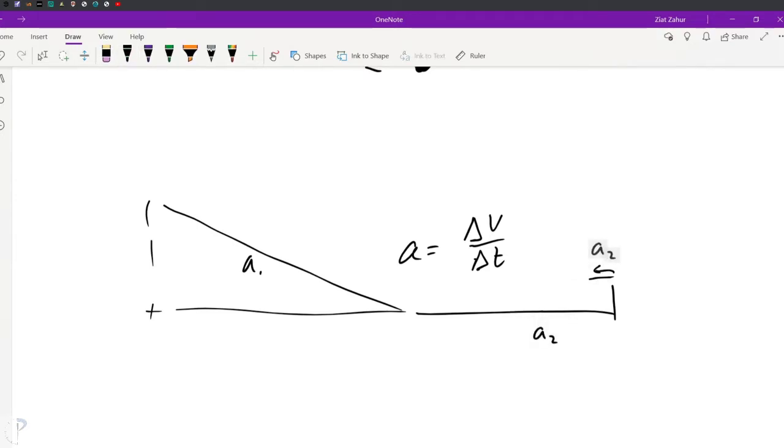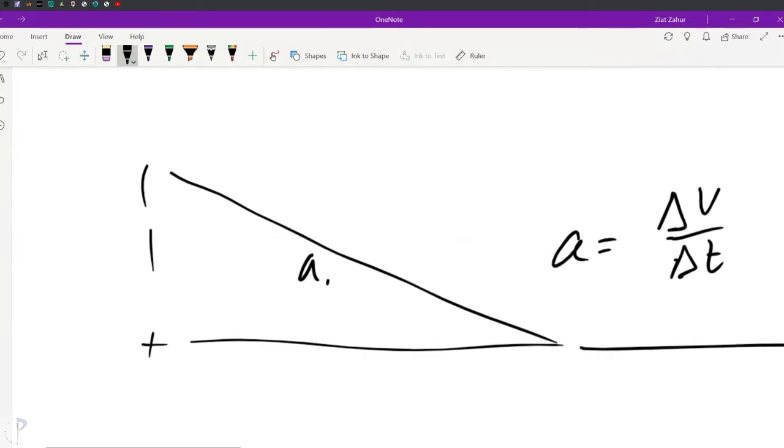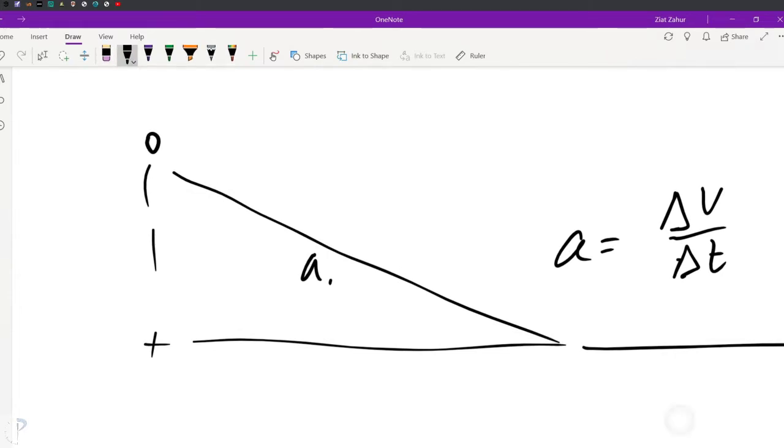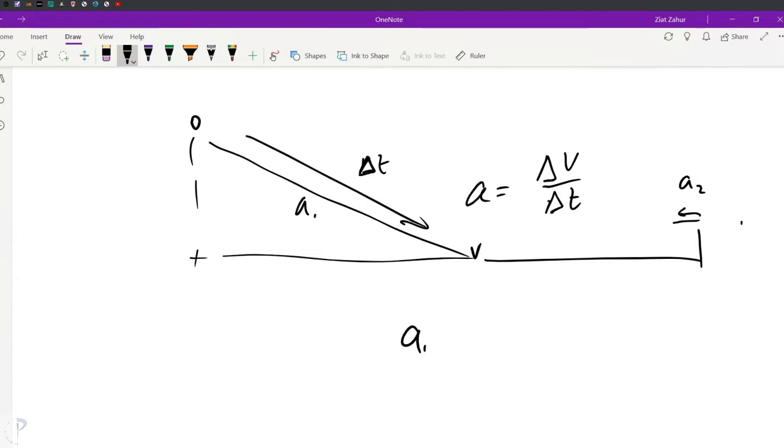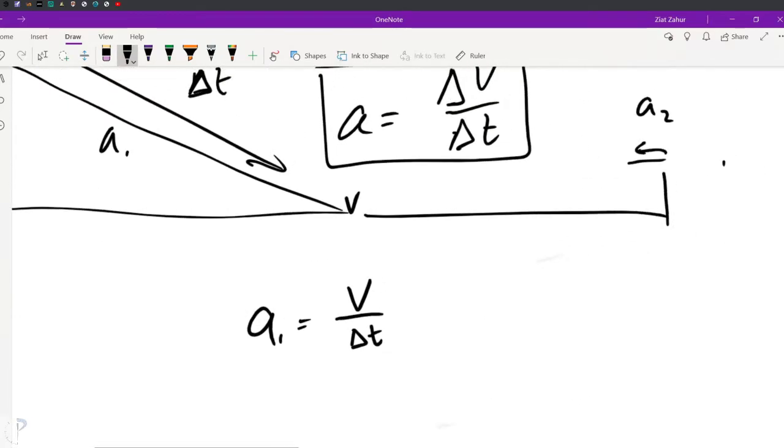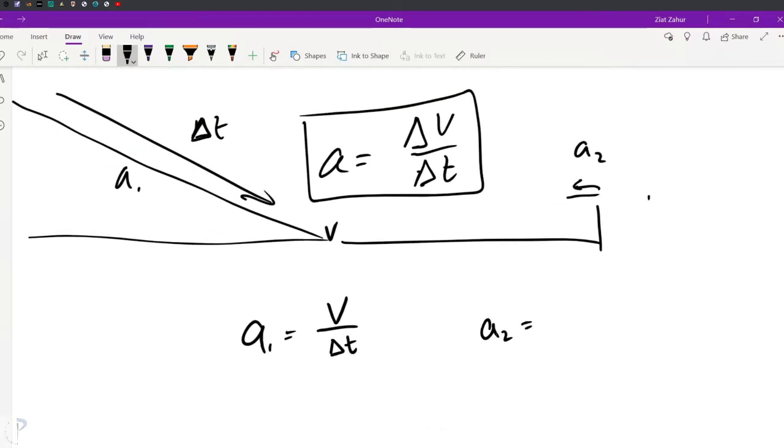Acceleration 1 was from 0 velocity to v velocity in delta t amount of time. Right? So acceleration 1, this is the general formula. Acceleration 1 must be equal to final minus initial, so v minus 0 is v divided by delta t. Okay, what is acceleration 2? Well, the velocity is changing direction. It goes to the right and then to the left. Right, and we're comparing the magnitudes, of course.